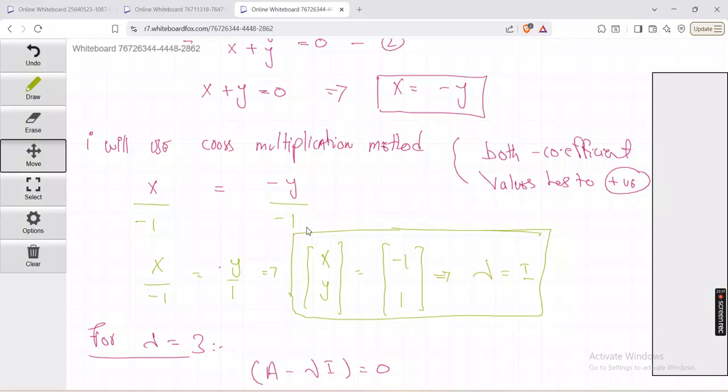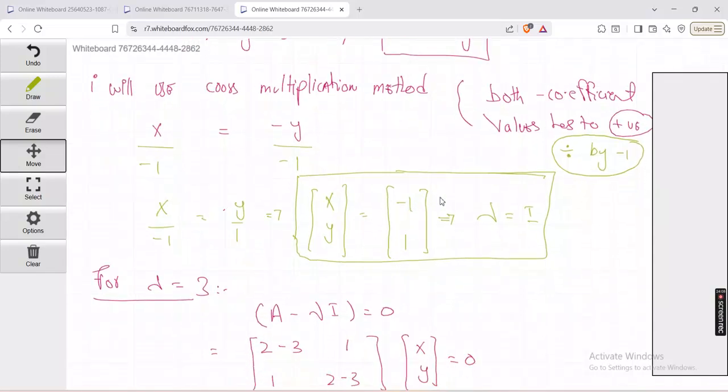So let me write here. Because both coefficient values have to be positive, we divided by -1 here. Then just put the values. So this minus minus will cancel with each other. Now xy, and this is the value. For x you got this, for y you got this. Put it in the value.